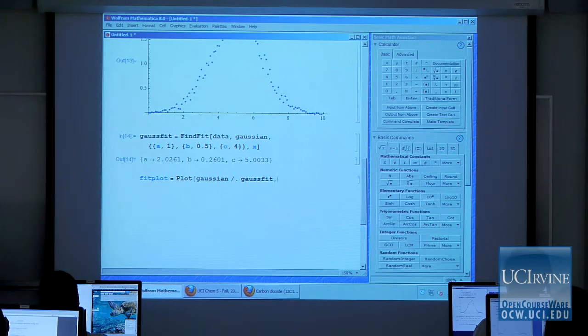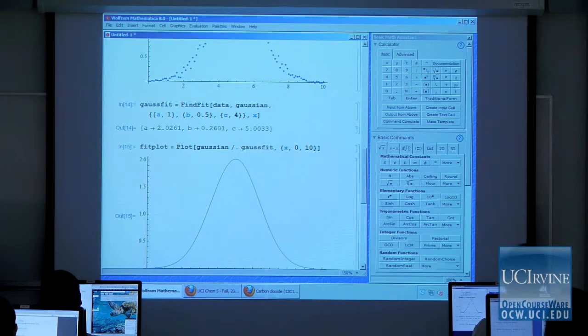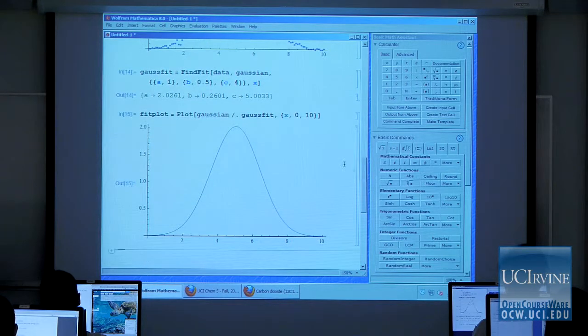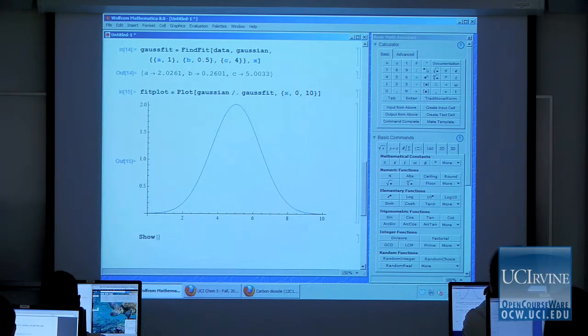Okay, and I'll plot this over the same range, which is going to be x goes from 0 to 10. All right, and you see we get a nice Gaussian. Now, if we want to see how well does that Gaussian describe our data, we can show them on the same plot. So we'll say show data plot and fit plot.